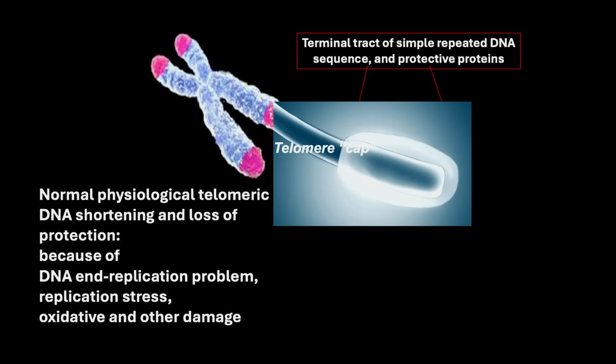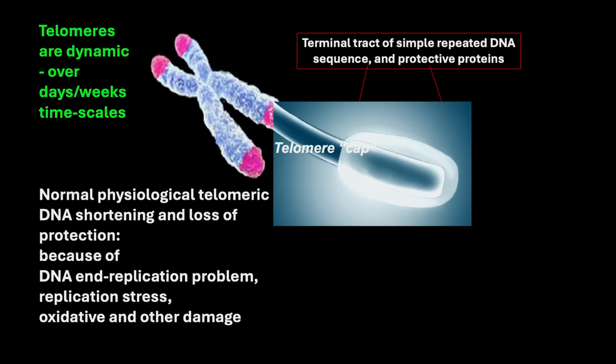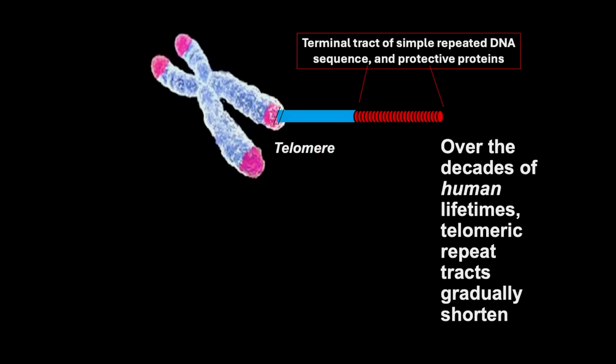And those damages are particularly exacerbated by oxidative stress, or reactive oxygen species that we've heard about earlier this afternoon. So even non-replicating cells are subject to damage. So the telomeric DNA is dynamic. This can happen over days or weeks. You can observe those timescales.